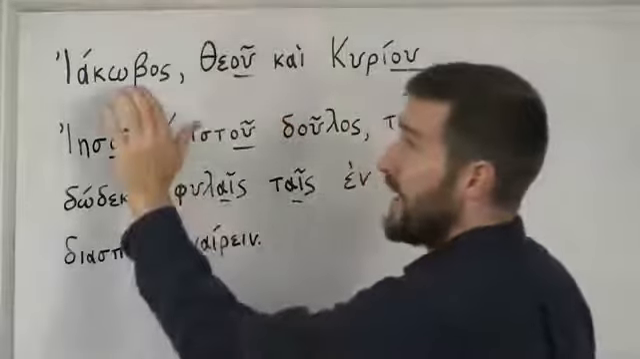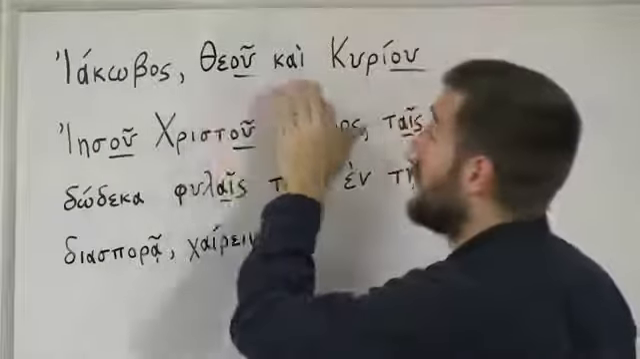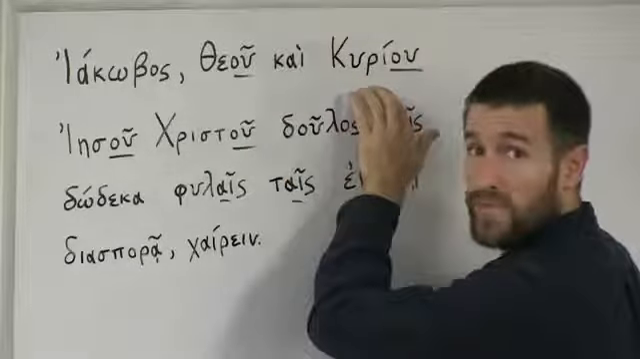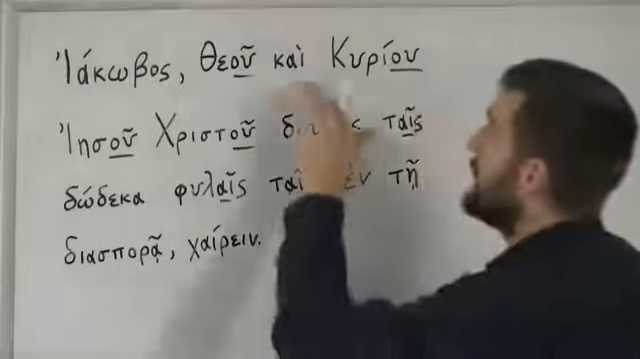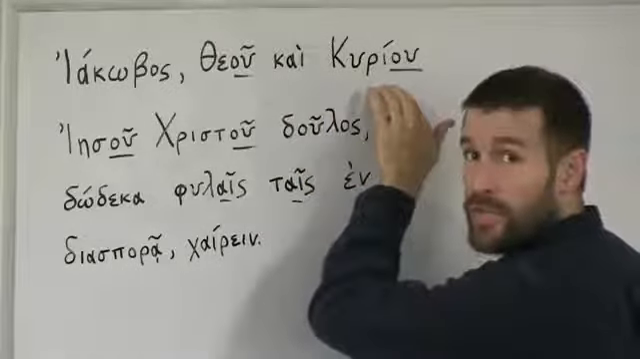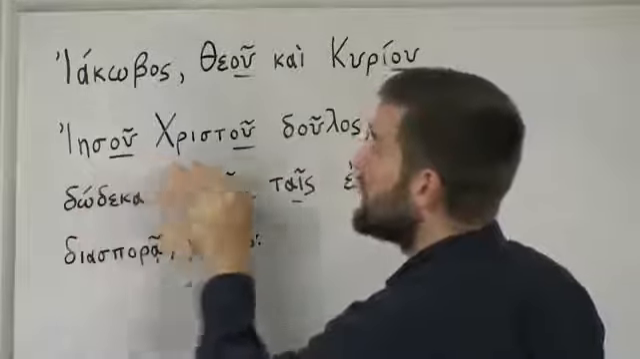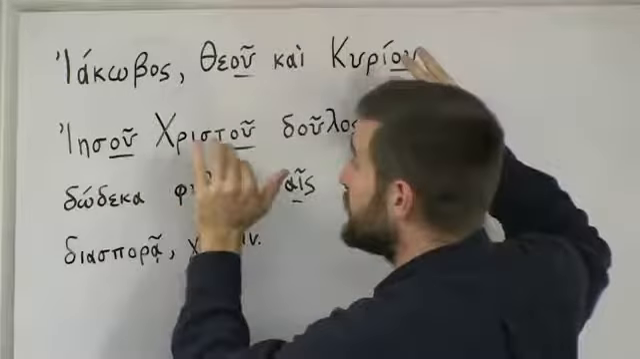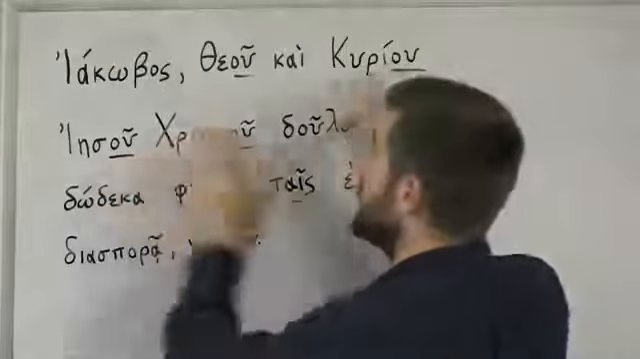So what this says is, Yakovos, James, theou, of God, ke means and, Kyriou means of Lord, in this case of the Lord, even though they don't use the word "the" the same way we do in English. Kyrios is Lord, so in the genitive it becomes Kyriou, Isou Christou, Jesus Christ. So this is one unit here. Kyriou Isou Christou, of the Lord Jesus Christ. Okay? All in genitive because it's all one unit.